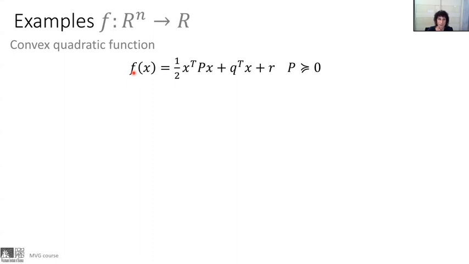Any question before I move to another topic regarding least squares and convex quadratic functions? Would you like to ask any question? I'll be happy to have questions.